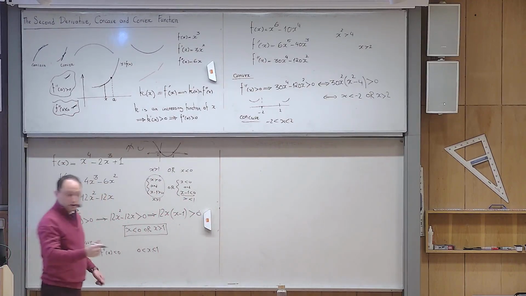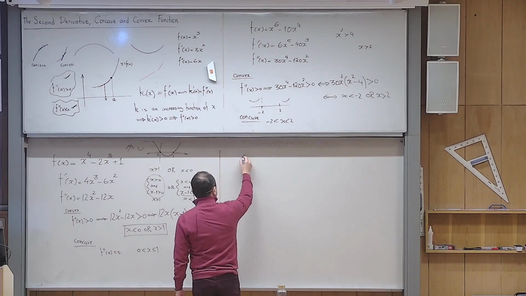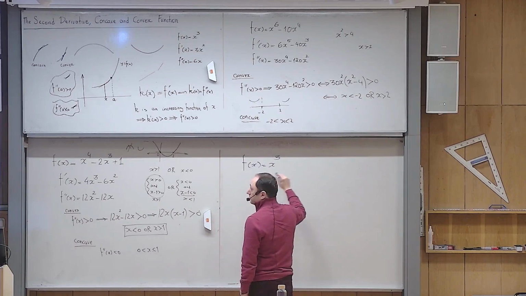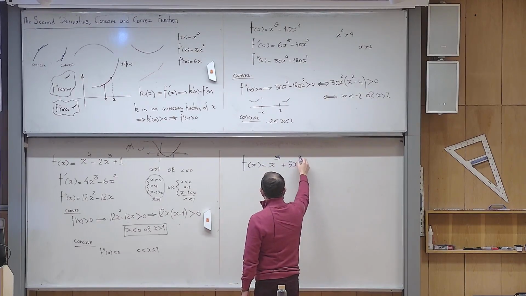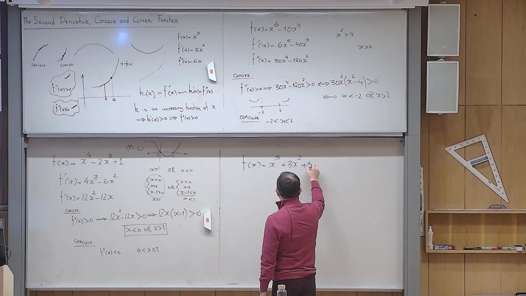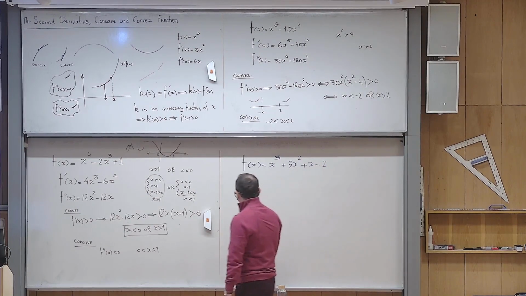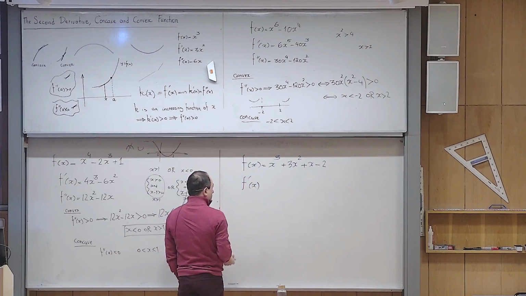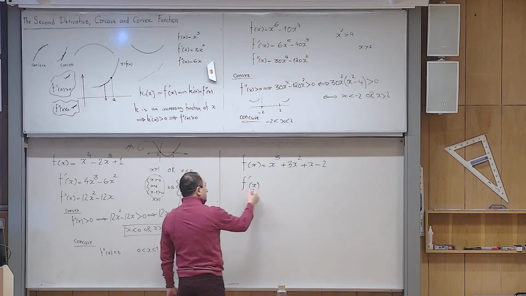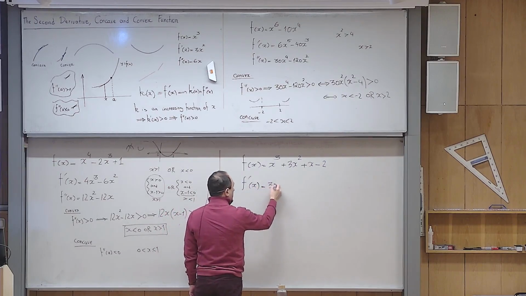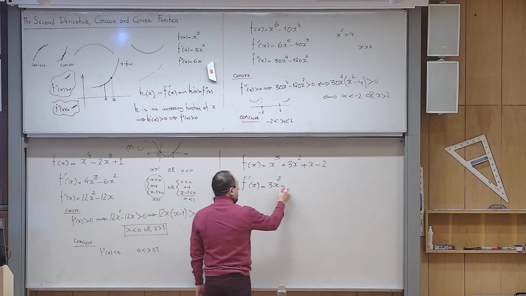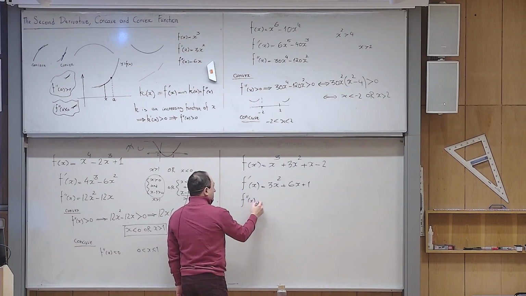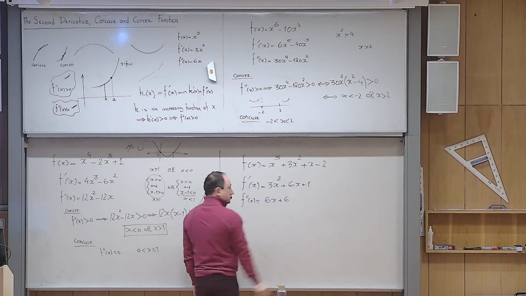I have given you a function here, f of x is equal to x to the power of 3, plus 3x squared, plus x minus 2. Okay, so how should I do that? According to what we learned, I need the second derivative, but to determine the second derivative, I have to calculate the first derivative first. So this becomes 3x squared plus 6x plus 1. I take another derivative, it becomes 6x plus 6.